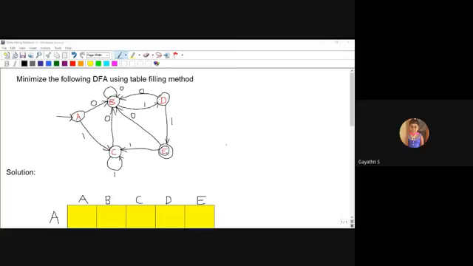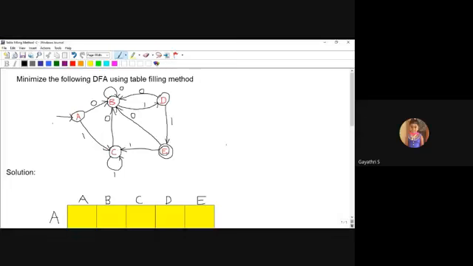This is the given problem. What's the problem? Minimize the following DFA using the table filling method. What is the input of this problem? The input is a DFA, deterministic finite automata. How is it a DFA?